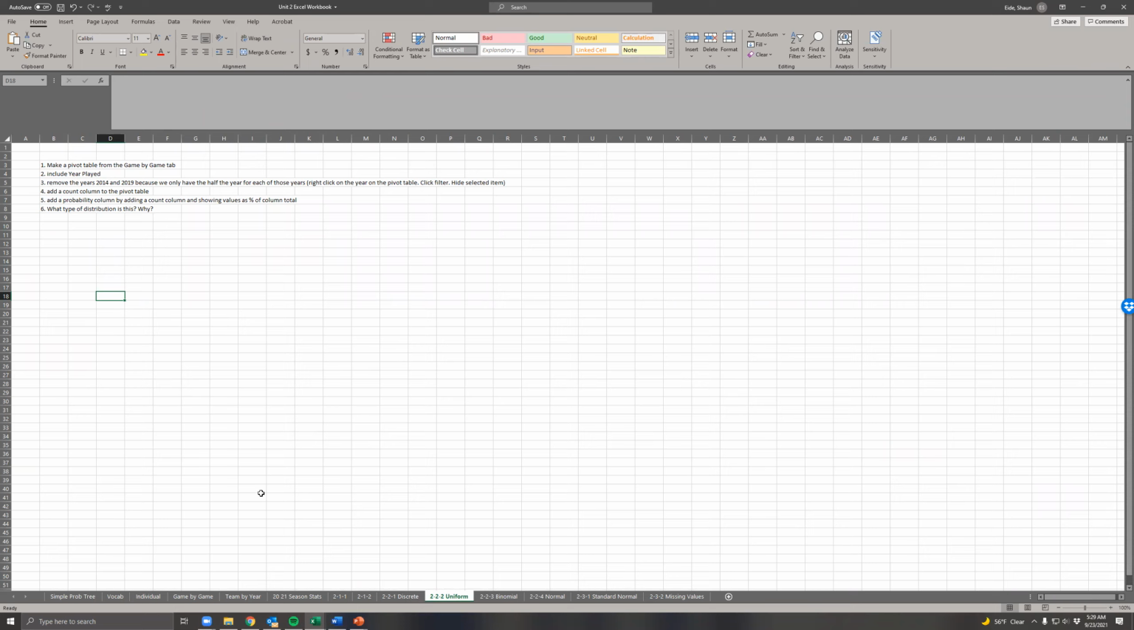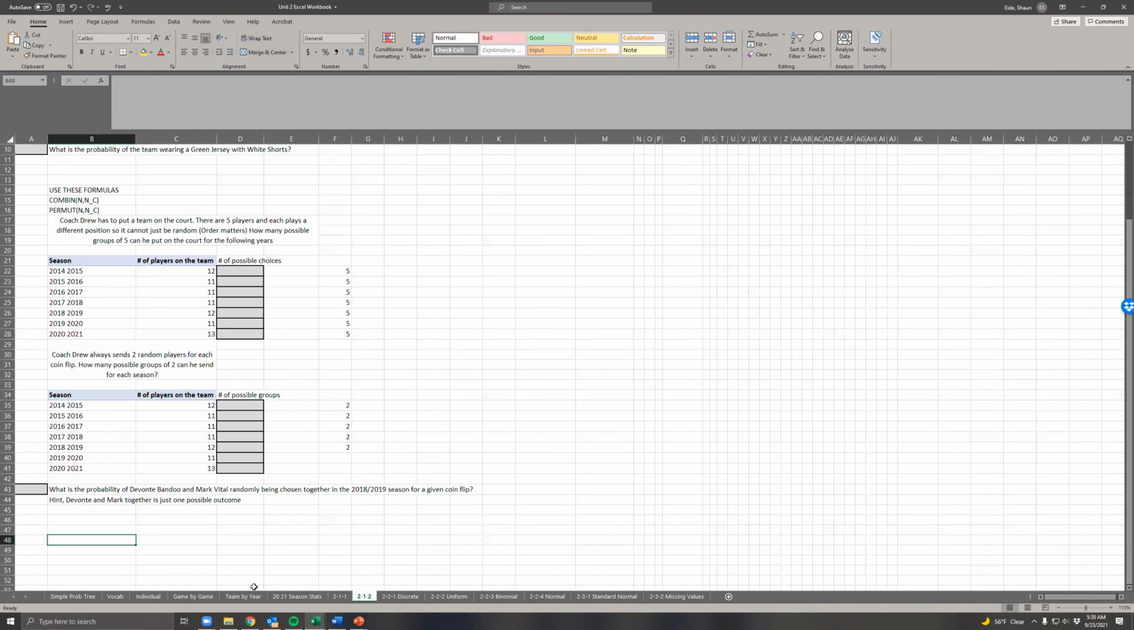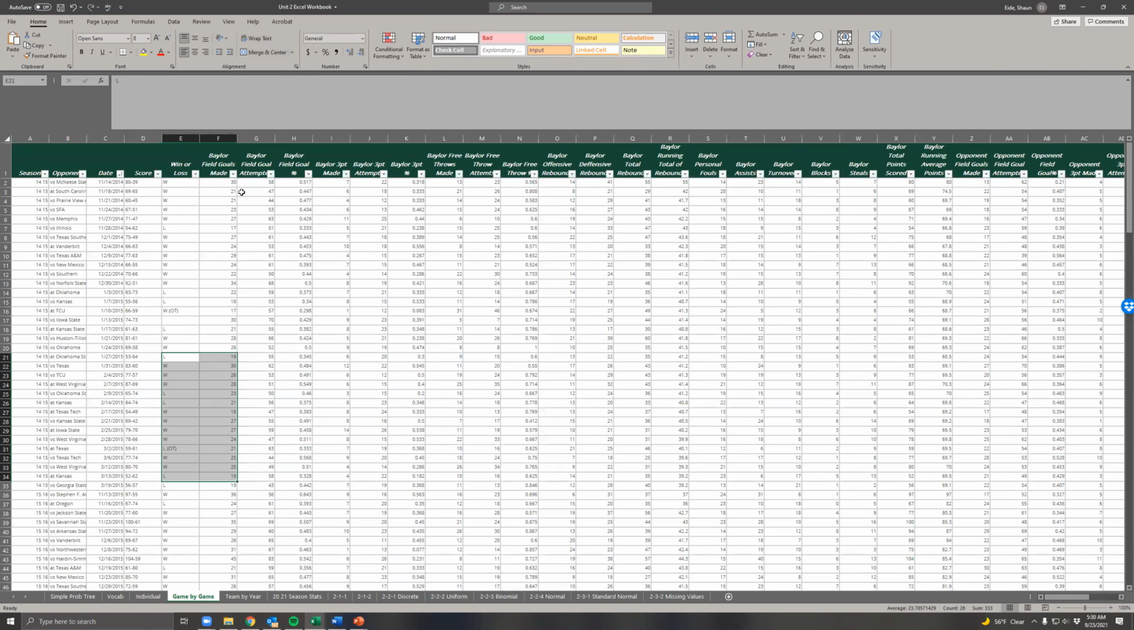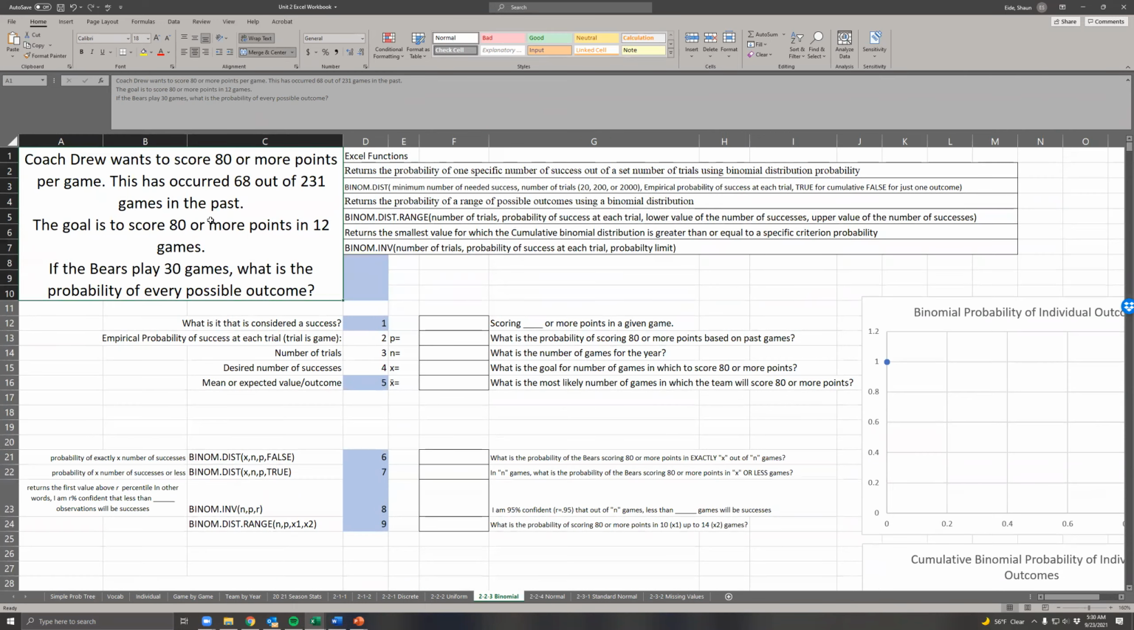I probably should have made you do it in here or something. So, 80 or more points. There's a points column, and I calculated the number of games that he scored 80 or more points. That is a dichotomous variable because you either scored 80 or more or you didn't. So the goal is to score 80 or more points in 12 games. If the Baylor Bears play 30 games, what is the probability of every single possible outcome?